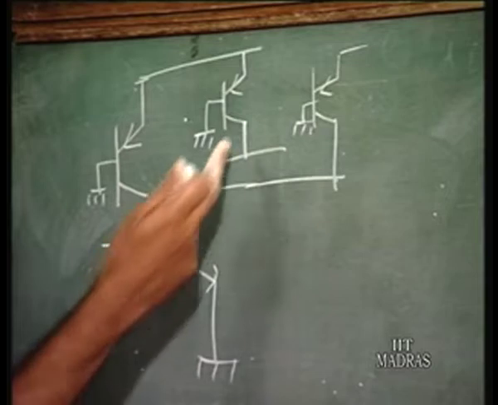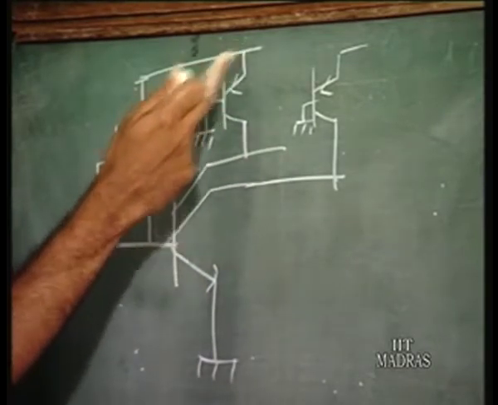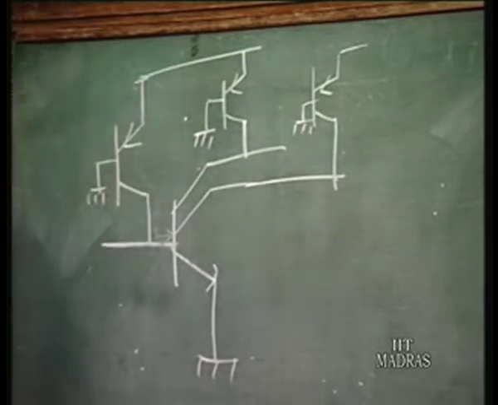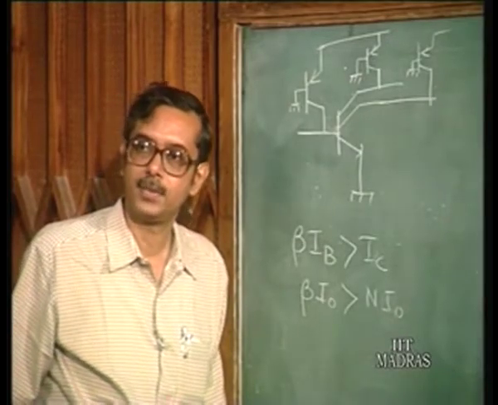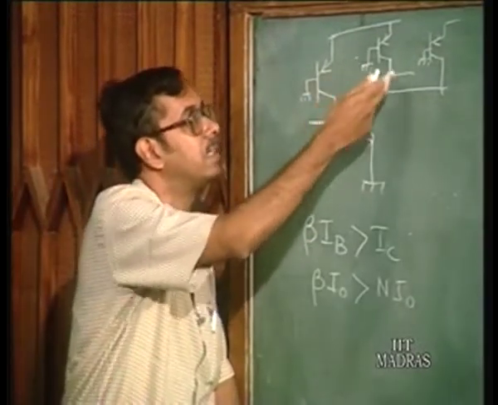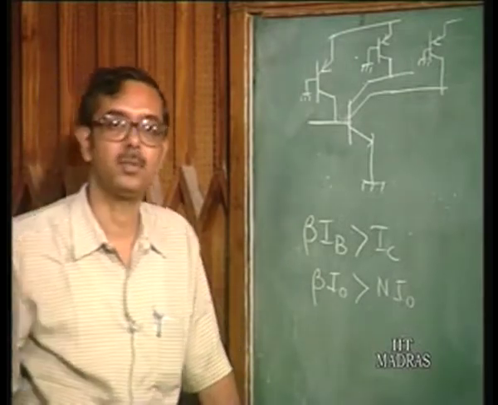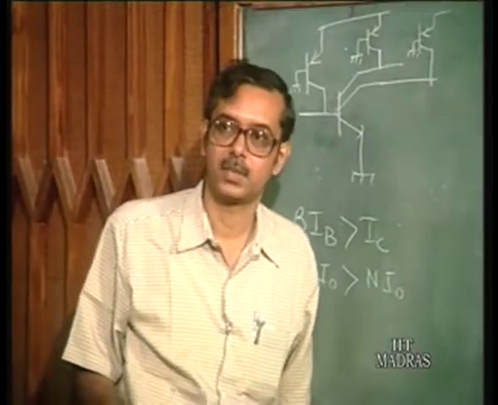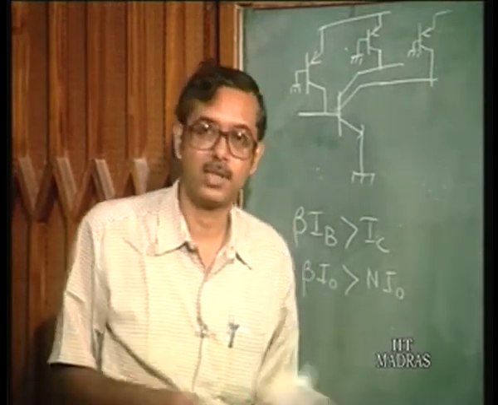Because this transistor is in the active region, collector-base is around 0.2 volts, whereas base-emitter may be 0.7 or 0.8 volts, which means VCE is sufficiently large, and you have the transistors in the active region. So, these I naughts are obviously not equal. So, we have to find out a condition for this circuit to work.